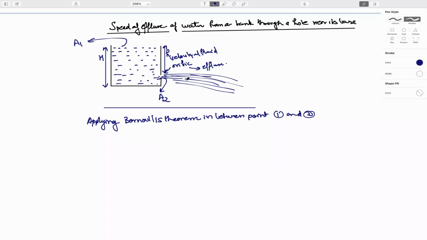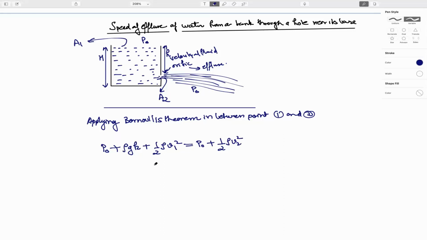So here it is atmospheric pressure here also and here also. So P naught plus rho g h, that is, the difference between this point and this point is height h, plus velocity here is half rho v1 square. Here let's say pressure is P naught plus half rho v2 square, and h is what we have taken here.